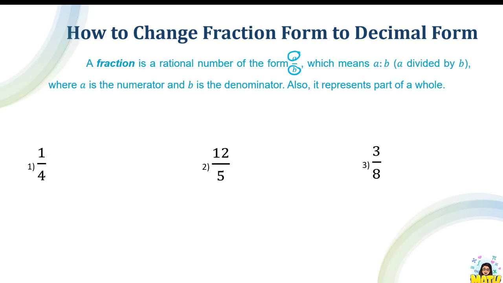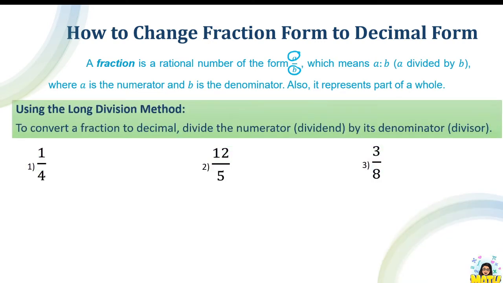Kahit na proper or improper fractions man yan, they still have the same method on how to change fraction into decimal form, and that is by using the long division method. So to convert a fraction to decimal, we will divide the numerator by its denominator. That means the numerator will be the dividend while the denominator will be the divisor. Okay, so since gagamit tayo ng long division method, recall that the dividend is inside the division bar while the divisor is on the outside.